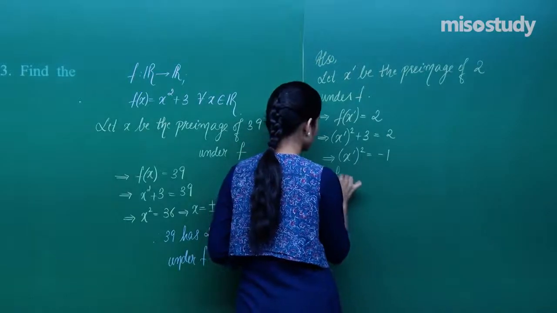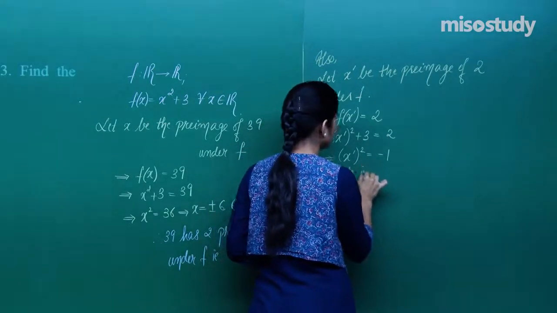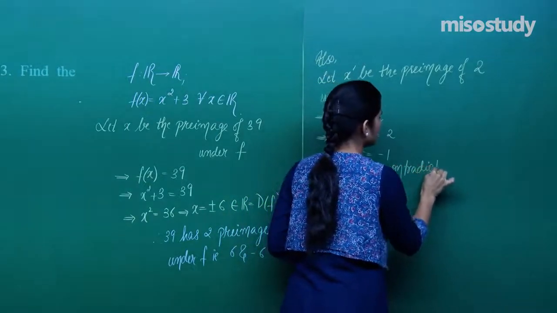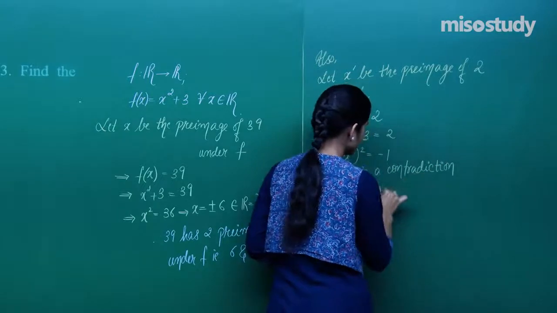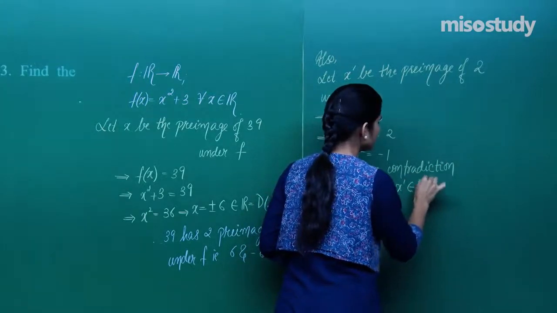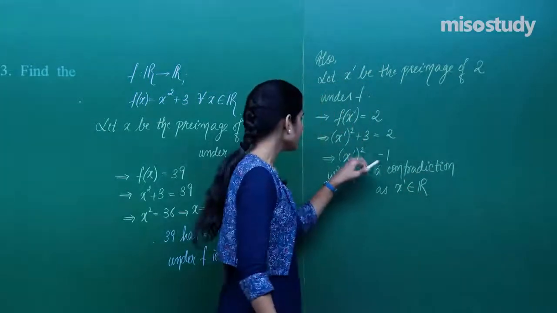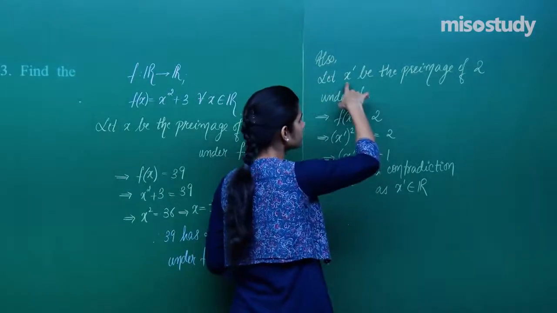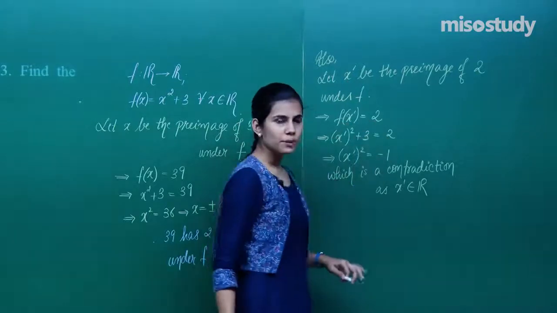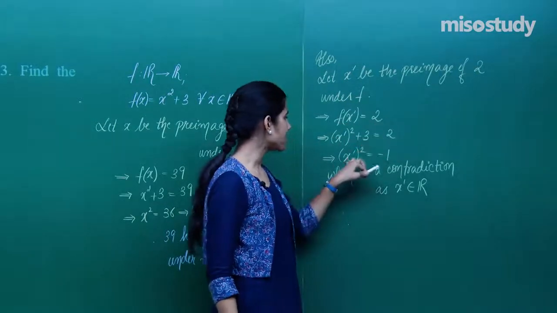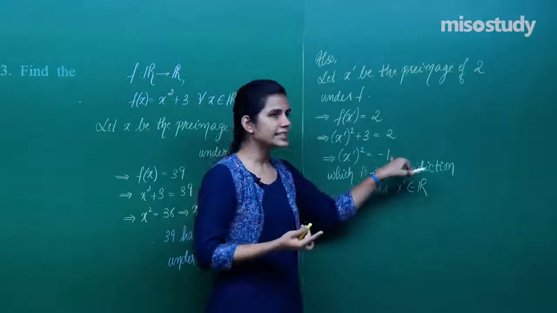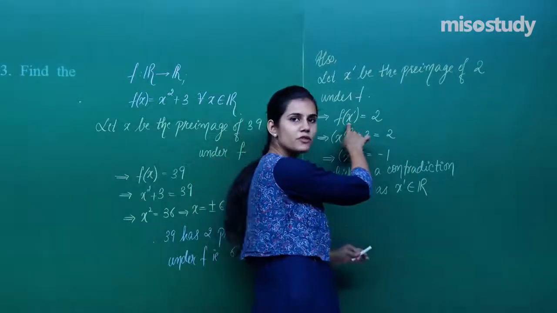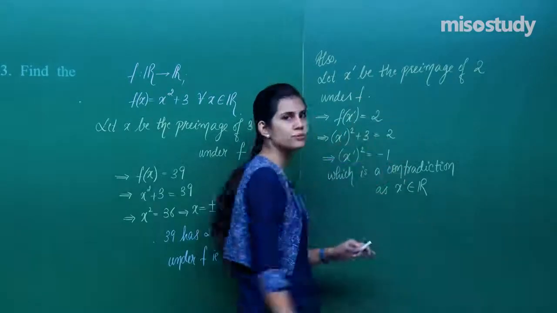So which is a contradiction, as x dash is a real number and there is no real number whose square is minus 1. Therefore, no such x dash exists such that f of x dash is 2, because if f of x dash will be 2, it means that x dash square should be a negative quantity minus 1, which is never possible. That means there is no x dash in the domain of f, which is the collection of all reals, which is getting mapped to 2 under f.